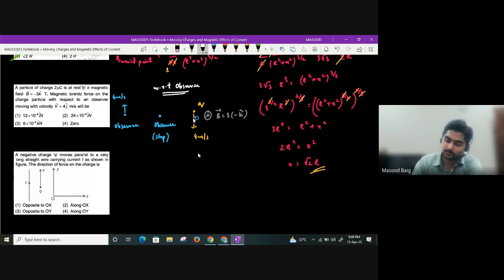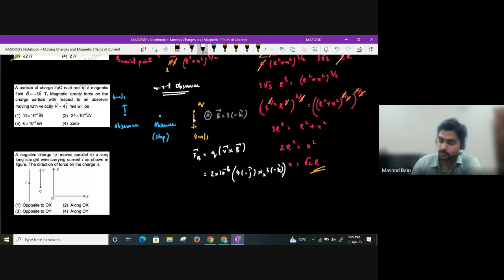What is the magnetic force experienced, beta? You all know magnetic force experienced will be q into v bar cross B bar. What is the charge? 2 microcoulomb. You can write it as 2 into 10 power minus 6. What is the velocity of the charged particle with respect to the observer? It is in downward direction. How much is it? 4 minus j cap cross. What is the magnetic field, beta? 3 minus k cap. Is that clear, all of you?